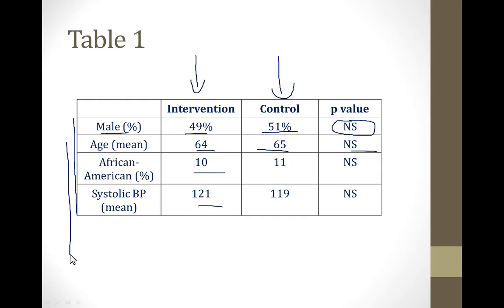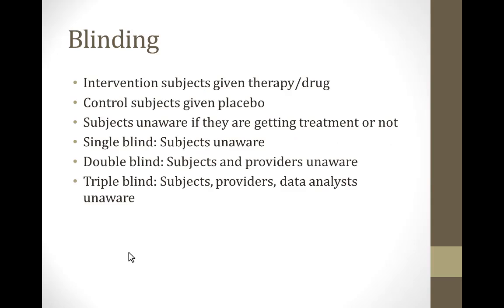And like I said, if randomization was done effectively, there should be no significant differences between any of the groups. The third element of a clinical trial that improves the outcomes is called blinding. This is when intervention subjects are given the therapy or drug, but control subjects are also given something called a placebo. A placebo is something that looks like the therapy or drug, but doesn't have the medication or doesn't have any benefit. So in medication trials, usually the placebo is a pill that looks just like the drug, but it doesn't have the medication inside.